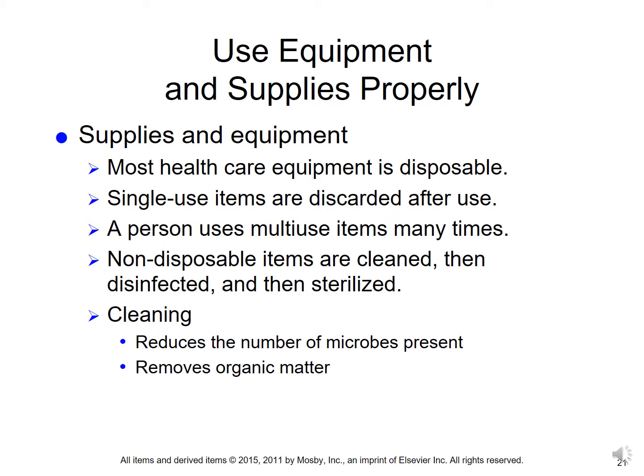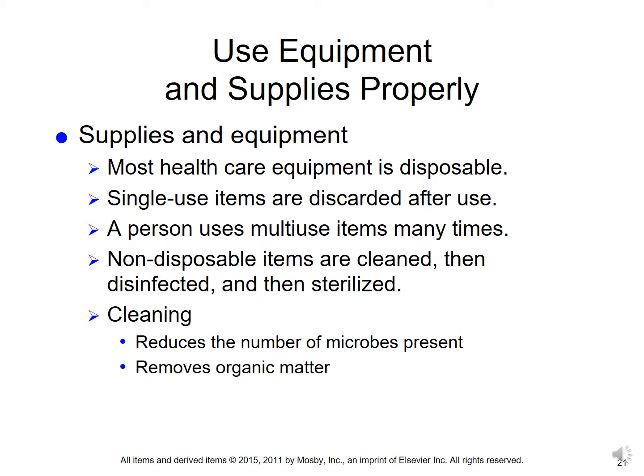Okay, we're looking at supplies and equipment. One thing to keep in mind is that we have increased the amount of disposable equipment that we use in healthcare, and it's for the purpose of infection control. So disposable or single-use items are thrown away after use. Multi-use items are items that we use over and over multiple times. So anything that is multi-use is considered non-disposable. Those items are cleaned, disinfected, and then when applicable, they are sterilized. Sterilizing can use an autoclave or steam or sometimes chemicals or gases, okay?